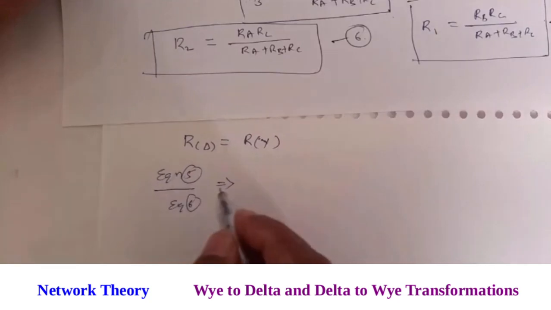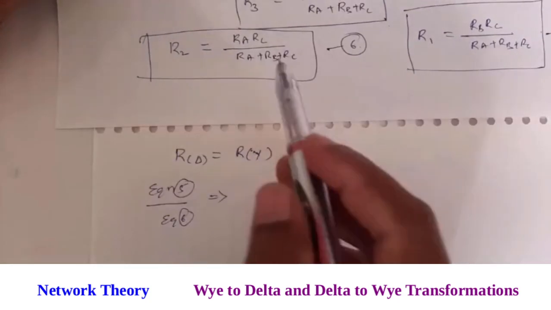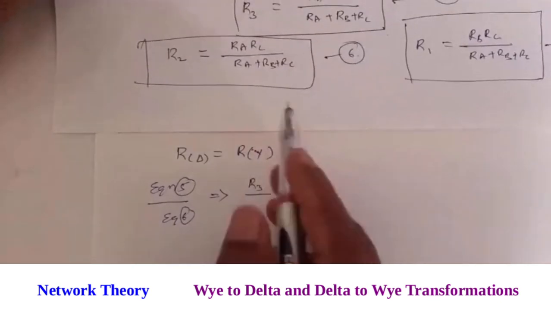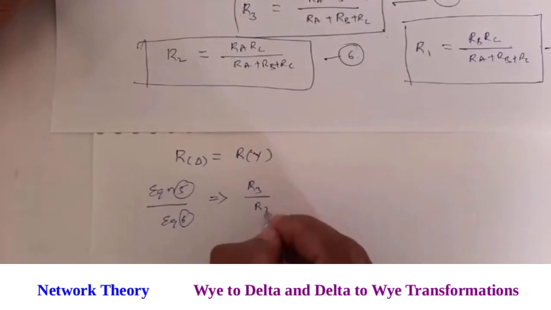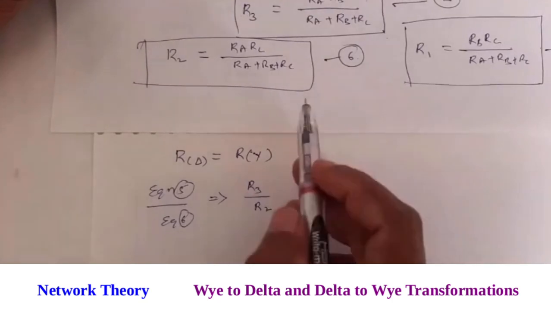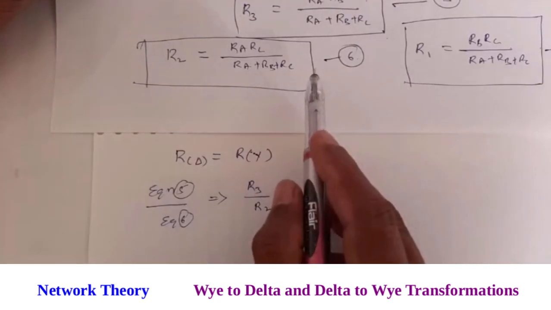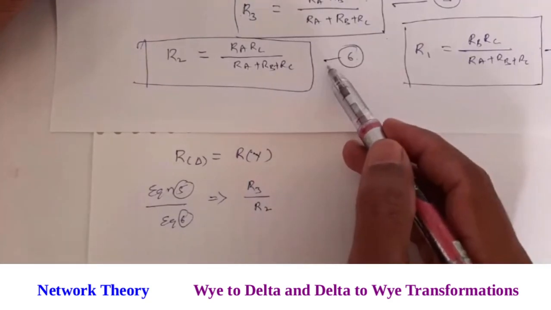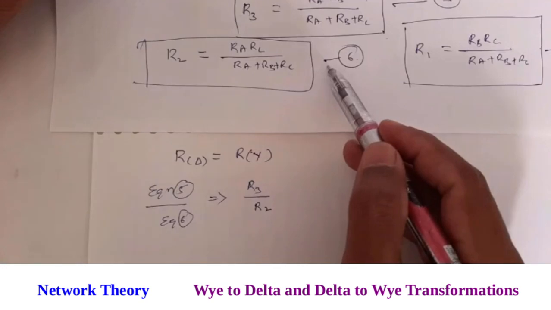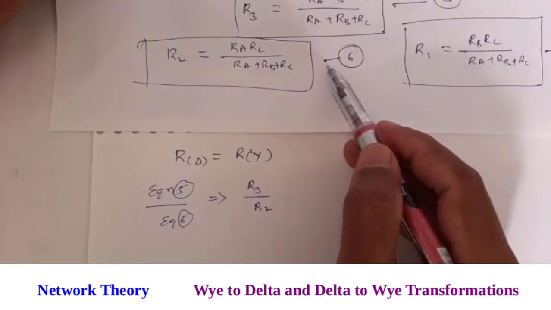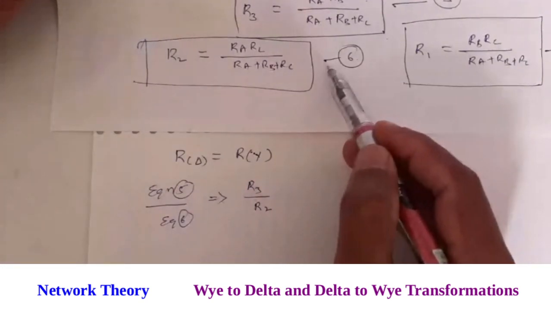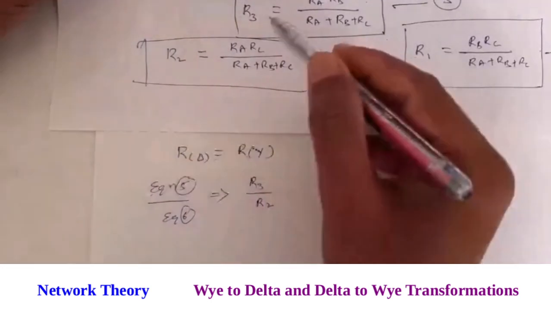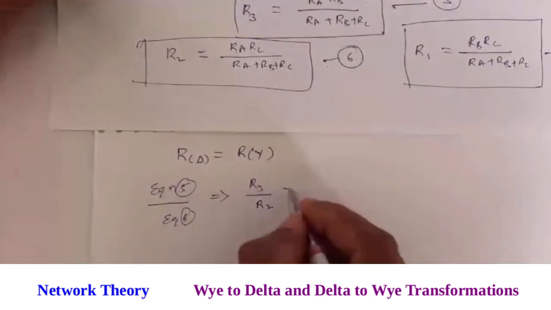This implies equation 5 is what? If you see, this is R3. R3 divided by equation 6 is R2. Equation 6 is R2 only, no? Yes, R2. So equation 5 is divided by equation 6. If I divide 5 by 6, that is R3 by R2, let us consider what we get.